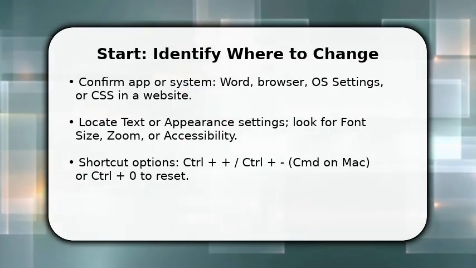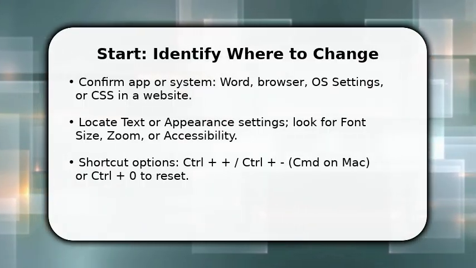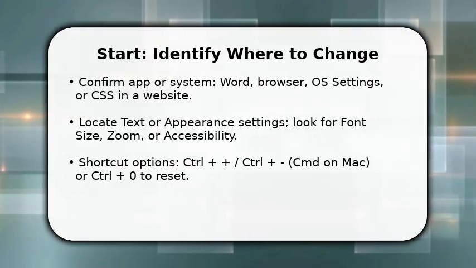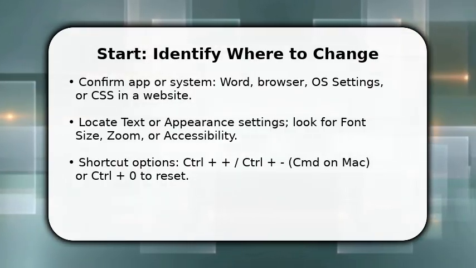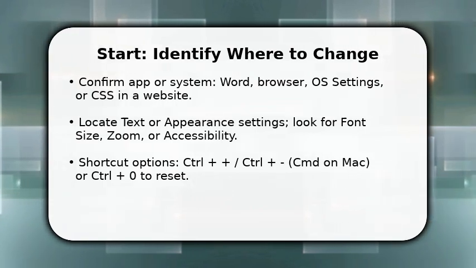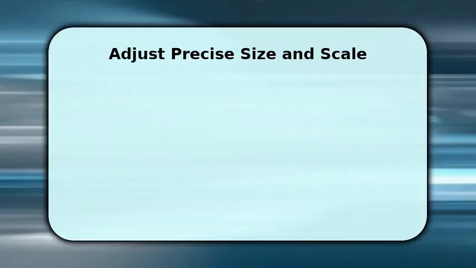Make sure to note whether changes apply only to the current document, current tab, or system-wide so you don't adjust the wrong scope. Now change the actual value with precision so text looks consistent and readable. Enter a specific number like 12 or 16, or choose a percent such as 125% for uniform scaling across content.